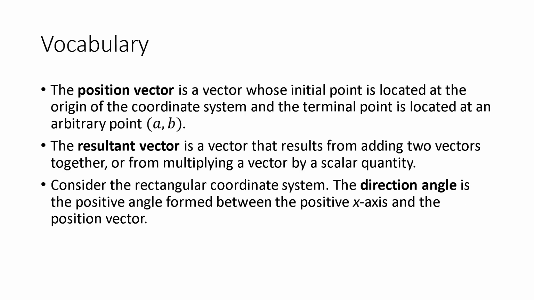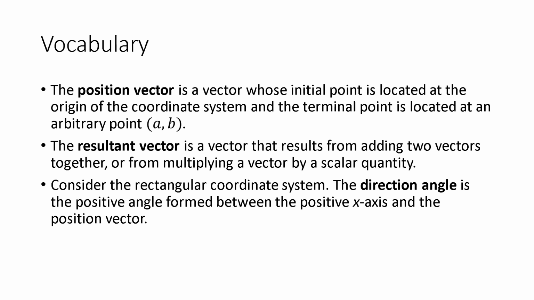And that brings us to the position vector. The position vector is a vector whose initial point is located at the origin of the coordinate system. The terminal point is located at some arbitrary point (A, B). So again, once you have a coordinate system in place, you can move your vector so its initial point is at the origin, or you can have the origin of your coordinate system placed right at the initial point of your vector, and that automatically makes it a position vector.